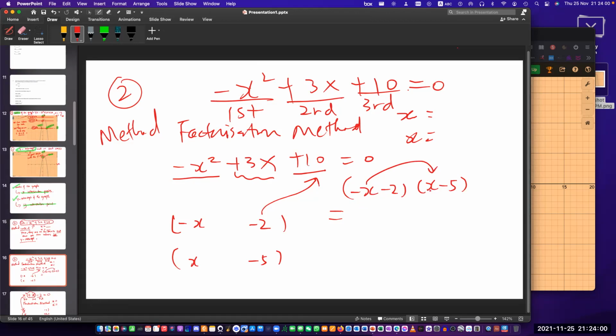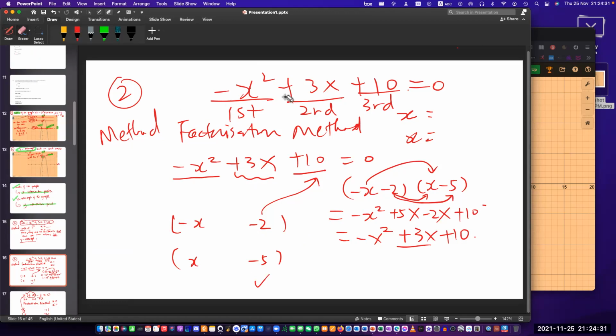So minus x times x is minus x squared. Minus x times minus 5 is plus 5x. So this is my second arrow. Minus 2 times x is minus 2x. Minus 2 times minus 5 is plus 10. So you can see that if I simplify it further, I'm going to get plus 3x. Can you see plus 3x here? Therefore, I say this is the only combination that can give you plus 3x.